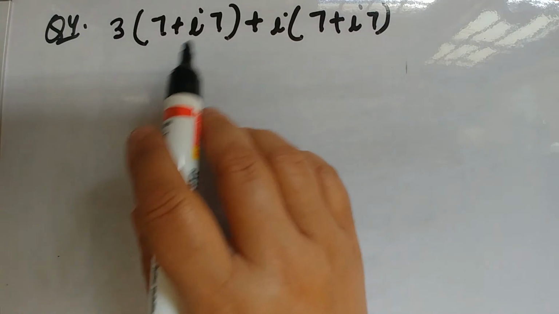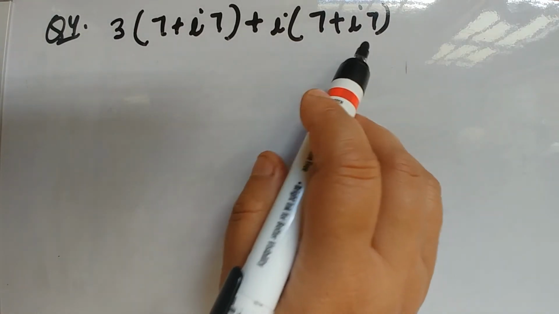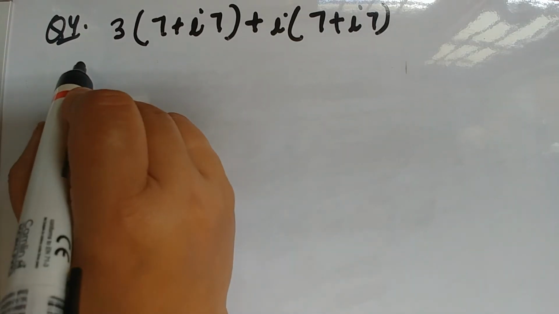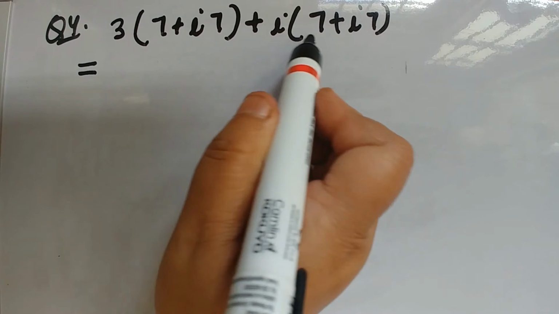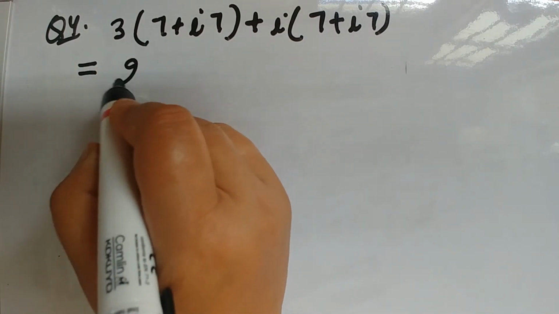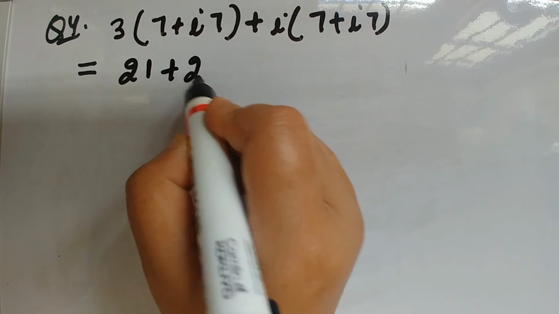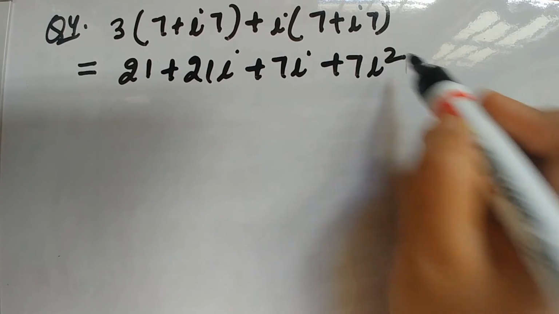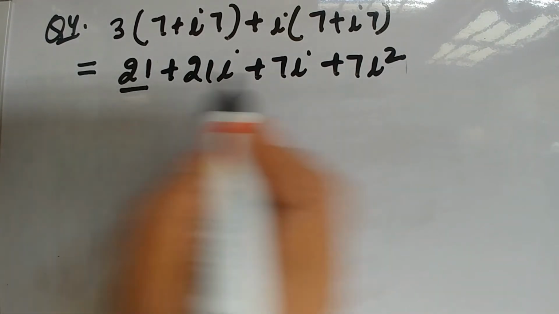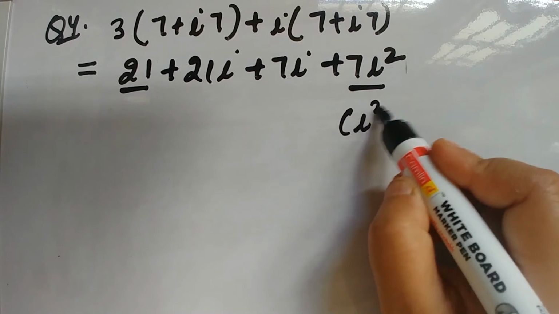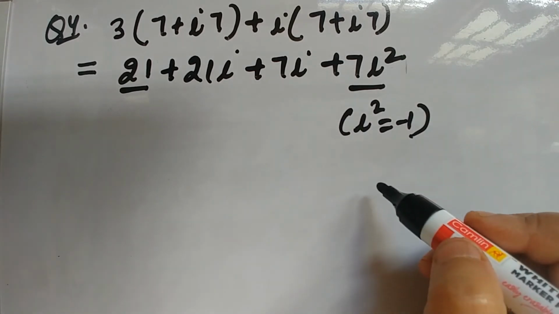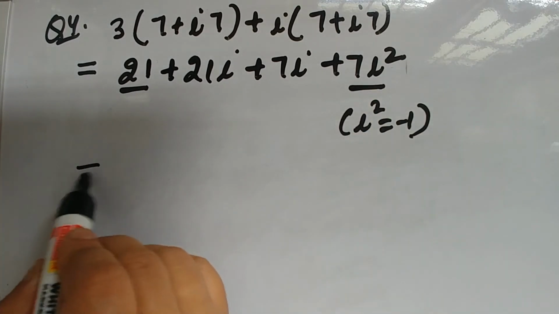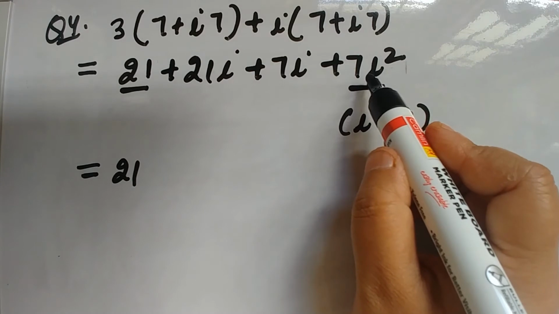3 times 7 plus iota 7 plus iota 7 plus iota 7, and you have to express it in the form of a plus iota b. So again, I will just open it. I'll multiply. It is 3 sevens are 21 plus 3 sevens are 21 iota plus 7 iota plus 7 iota square. Now the term which is having iota square will be changed as minus 1. So this term will become real part. Okay. So it is like 21, and from here I will get minus 7.